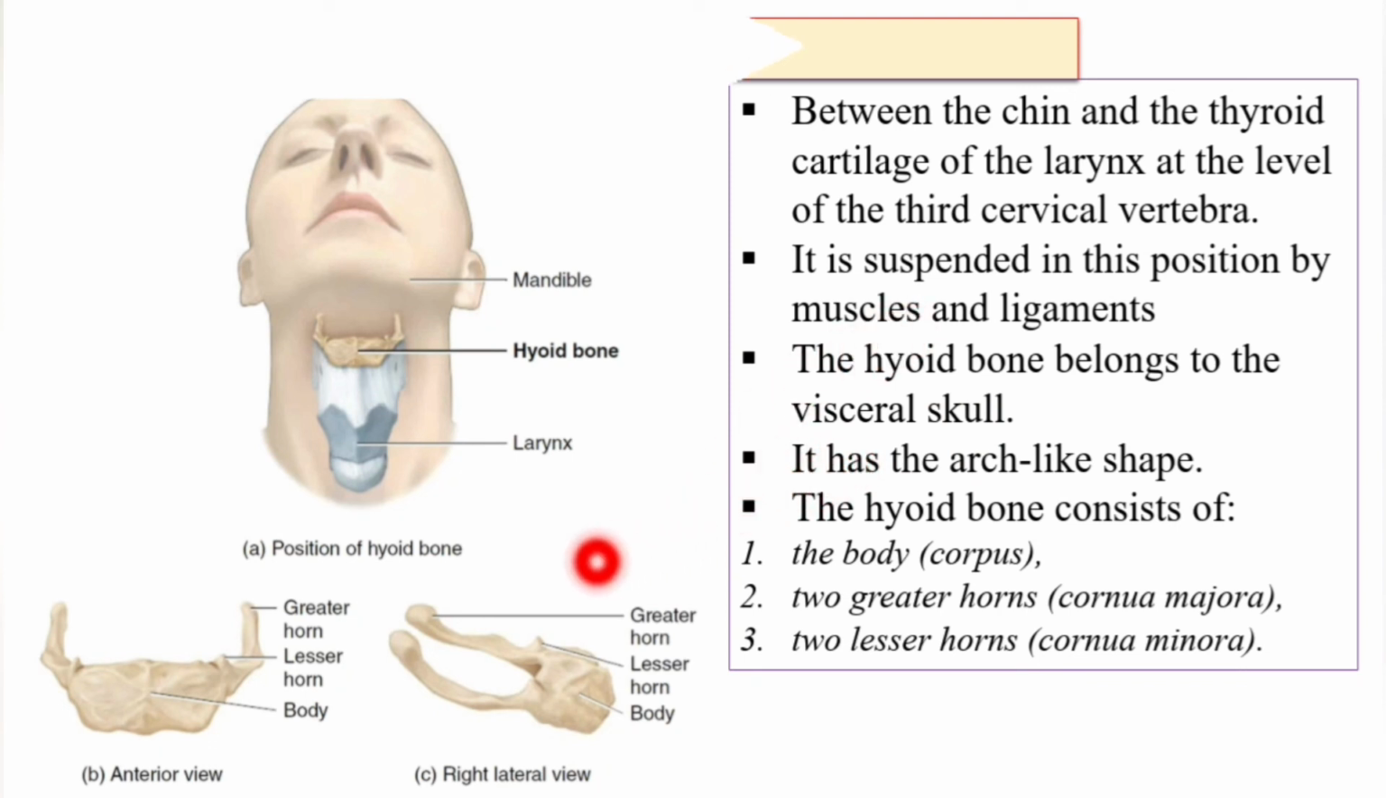It has three important parts, right? The body, this is the body in the middle part, the corpus, and then two greater wings and two lesser wings, right? Two greater wings are cornua majora, and two lesser wings here, cornua minora, right?